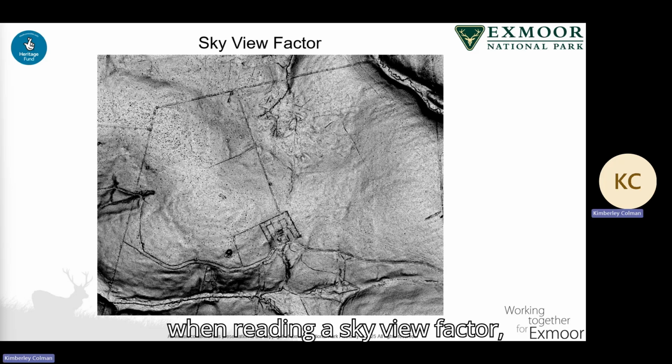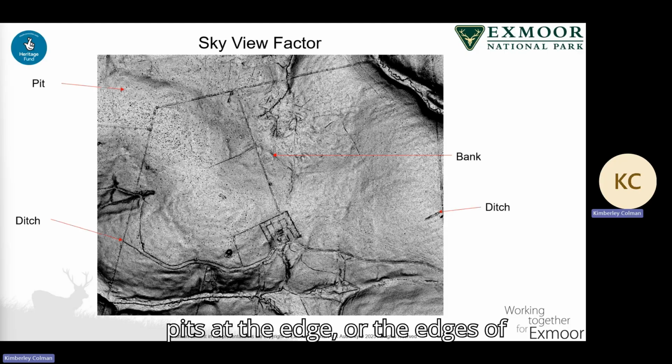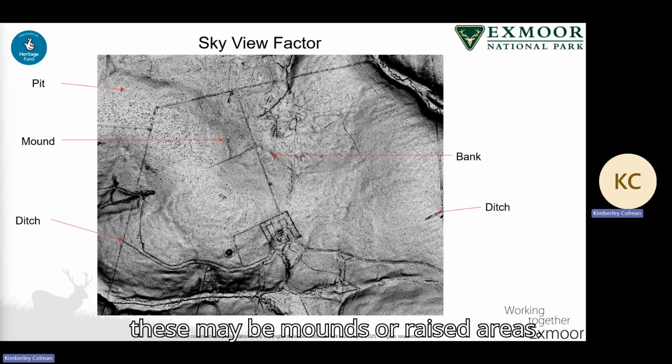So when reading a sky view factor, look for dark lines and patches. These are likely our ditches and pits or the edges of banks. And look for lighter spots, and these may be mounds or raised areas.